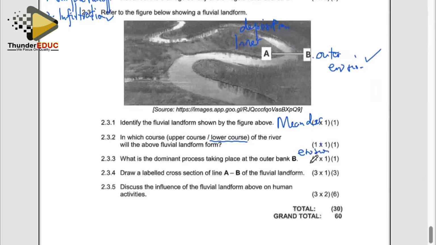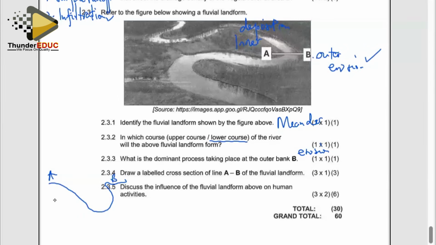Right, draw a labeled cross-section of line AB. A, we said, is the inner and B is the outer. On the inner there's deposition and on the outer there is erosion. So you draw your A, you draw your B. How does the river look? It's gentle on this side because there's deposition. How is it going to look as we go towards B? It's going to be steep. So the shape of the river looks something like this.